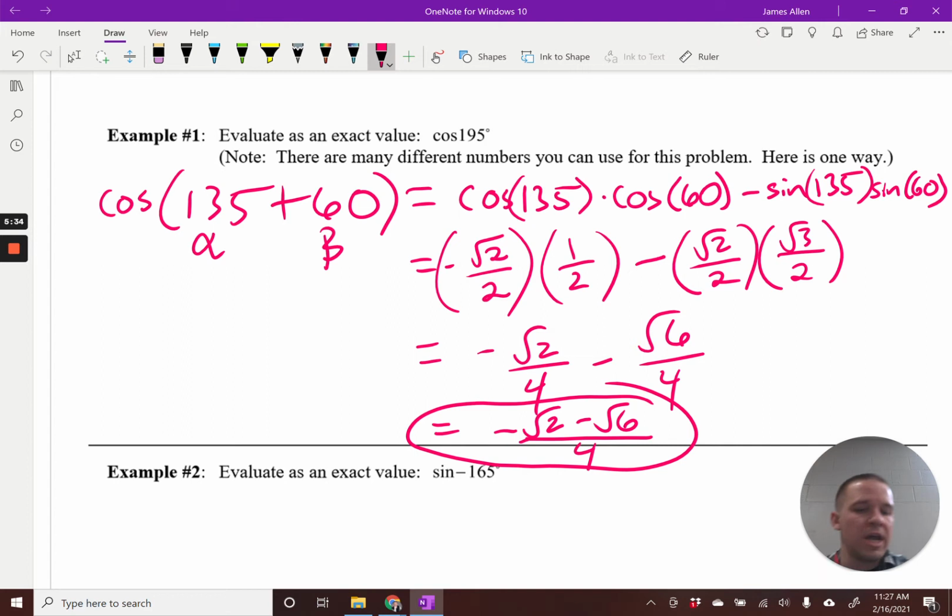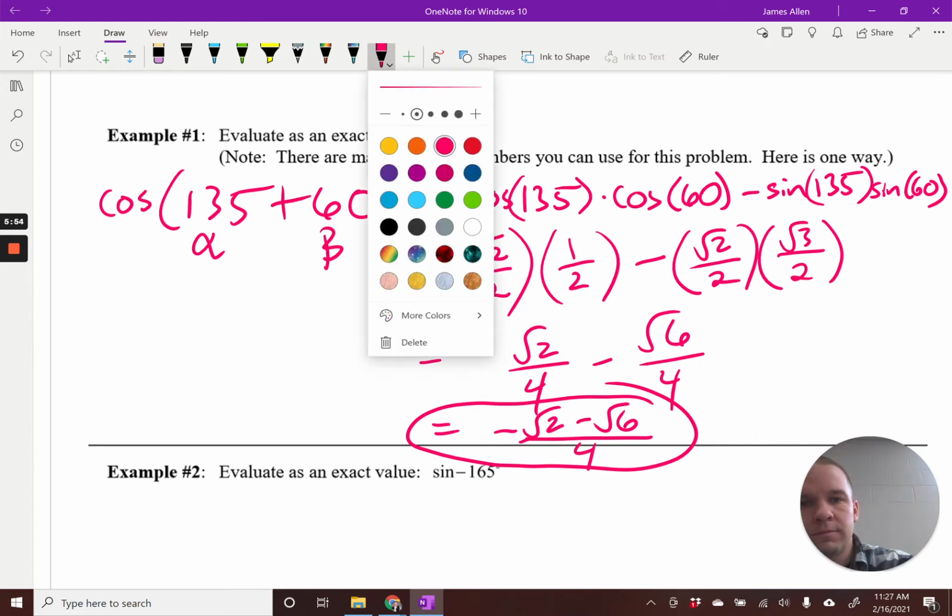I like it. If you had done it in a different way, you may have ended up with, say, negative root 6 minus root 2 over 4. It just depends. So there's a lot of different ways of these going down. So if you pick two other angles to go with, eventually you'll get to the same thing, but your journey there will look a little bit different. Okay, let's try another one.